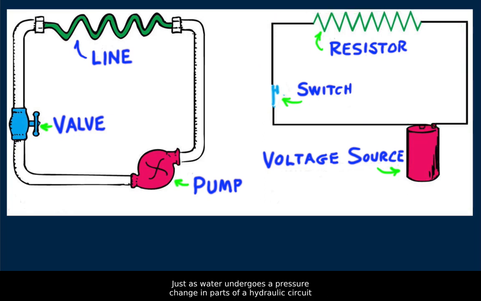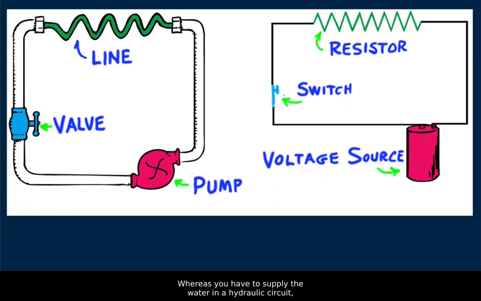Just as water undergoes a pressure change in parts of a hydraulic circuit that offers resistance to flow, electrons undergo a voltage change in an electric resistor, a bulb filament, for example. This means that electrons flowing through the resistor lose energy that is transformed into heat and light. So there are similarities between a hydraulic and electric circuit. But there's a big difference also.